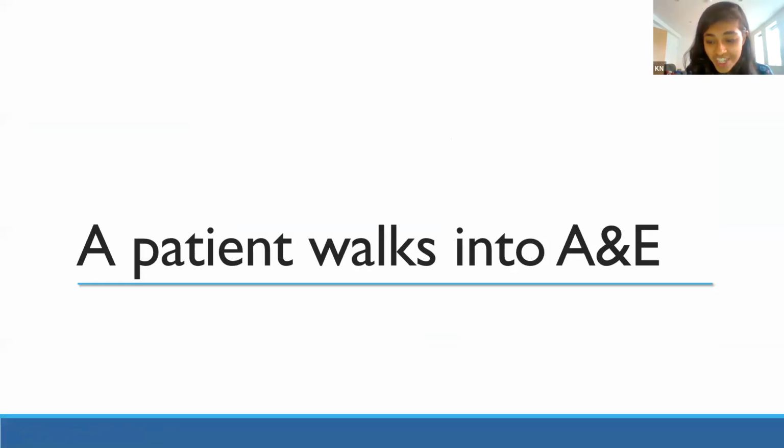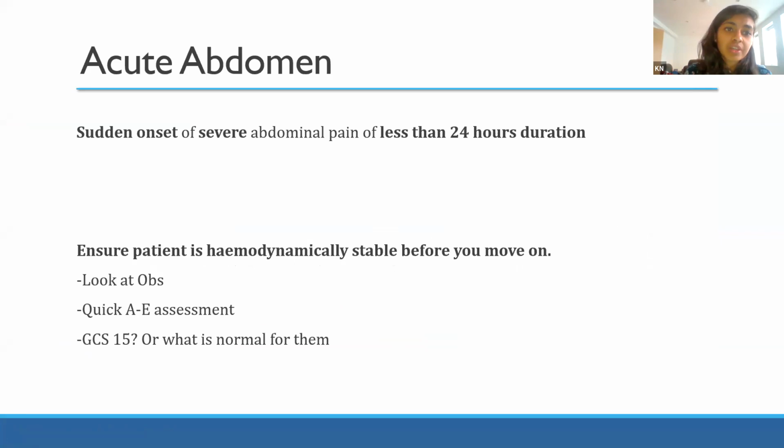So a patient walks into A&E and says, I've got abdominal pain. And you're told, okay, you're going to go assess this acute abdomen. The definition of the acute abdomen is sudden onset, severe abdominal pain of less than 24 hours duration. So if it's a little old lady who's been having constipation and tummy aches for 3 months, that's not quite what we're covering here. And really the first thing you want to do is make sure the patient isn't dying.